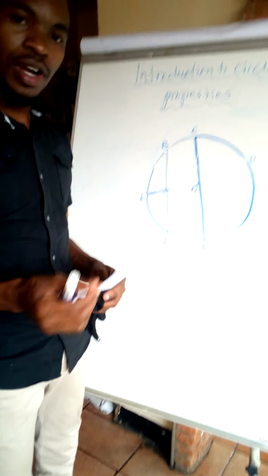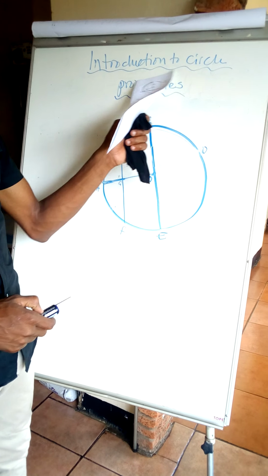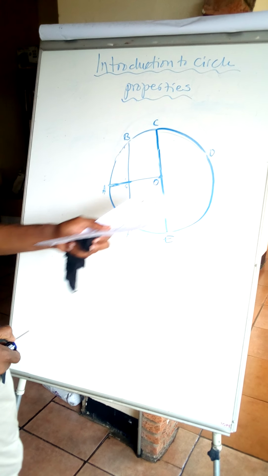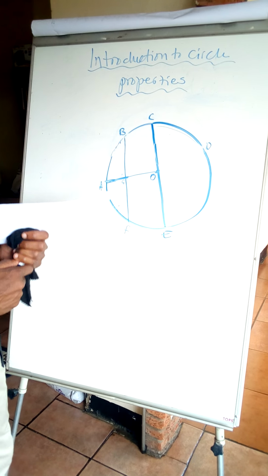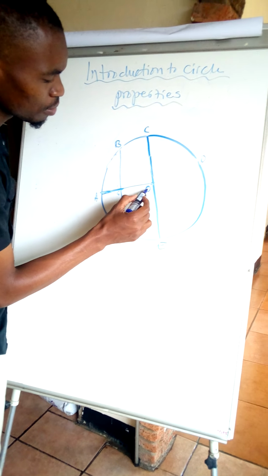Welcome to today's tutorial. Today we want to talk about the introduction to circle properties. So let's have a circle. So this is our circle. It has a point in the middle, point O.